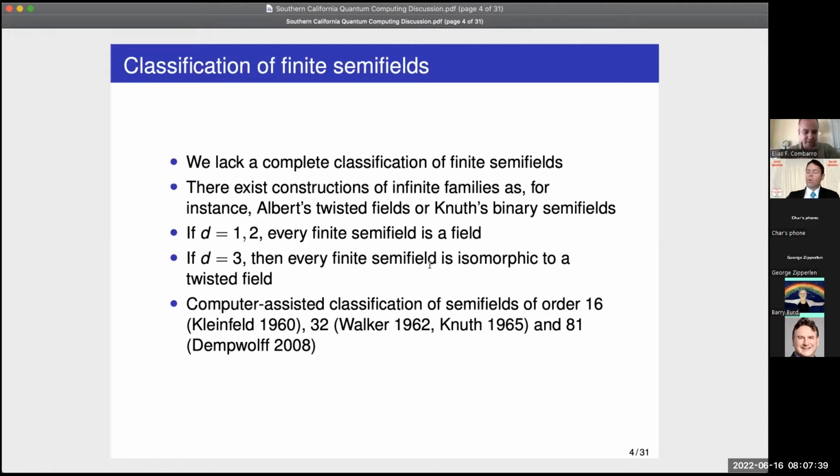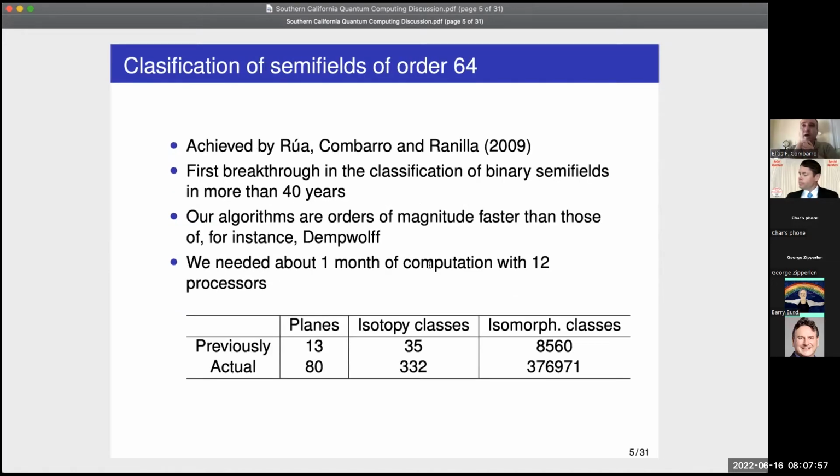I got interested in this problem because a very good friend of mine, a colleague here at the Department of Mathematics at the University of Oviedo, used to work on this, and he asked me whether we could try to develop new algorithms to classify these structures. And we did. In 2009, we made a breakthrough because we were able to classify a new set of semifields for the first time in 40 years. And we discovered that there were a lot of new structures that were not covered by the theoretical constructions. To do this, and this is where the connection to quantum computing starts to take shape, we used high performance computing. We parallelized a lot of our processes, but we needed 1 month of computation on 12 processors to complete this classification.